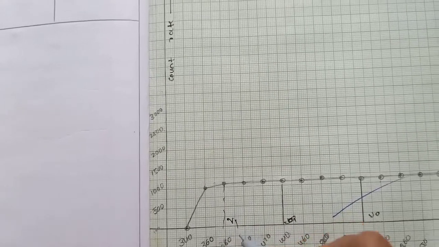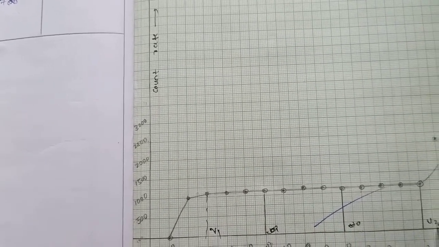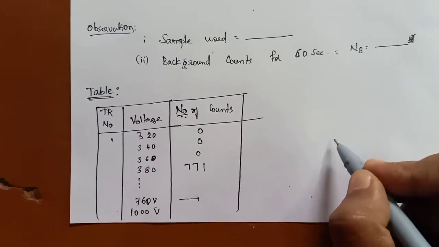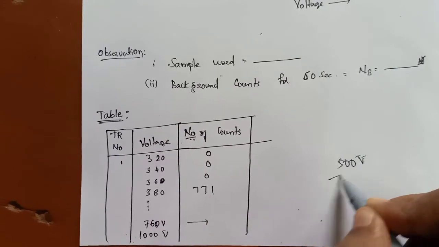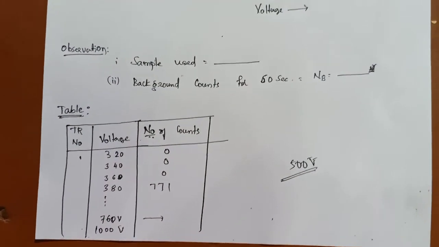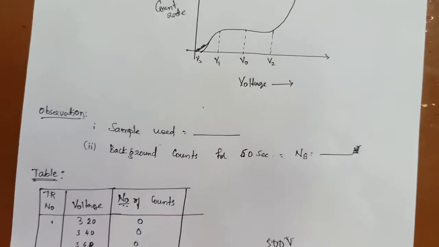This is V1 and this is V2, and the operating voltage can be found. Approximately, the operating voltage of a GM counter comes around 500 volts. This is the operating voltage, and it works on the Townsend avalanche principle.